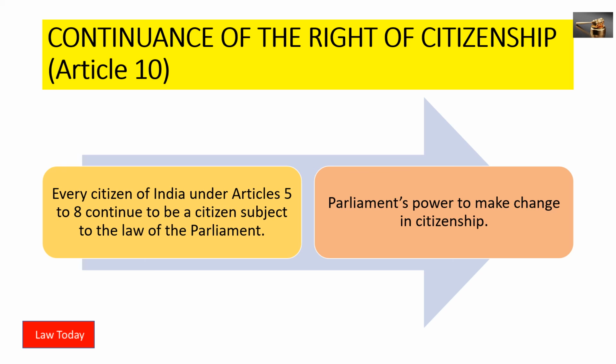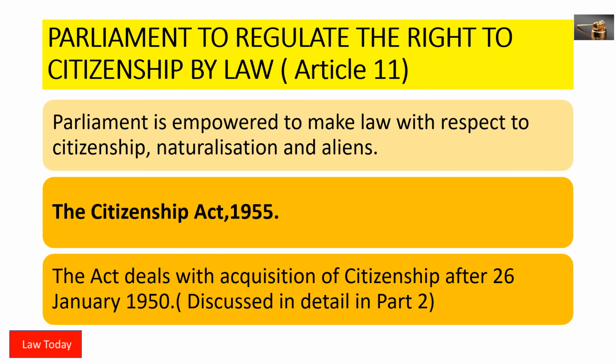Article 10 provides that every citizen of India under Articles 5 to 8 shall, subject to law made by the Parliament, continue to be such a citizen. Thus, by a law enacted by the Parliament, changes can be made in citizenship acquired under Articles 5 to 8. Under Article 11, Parliament has been empowered to make law with respect to citizenship, naturalization and aliens.